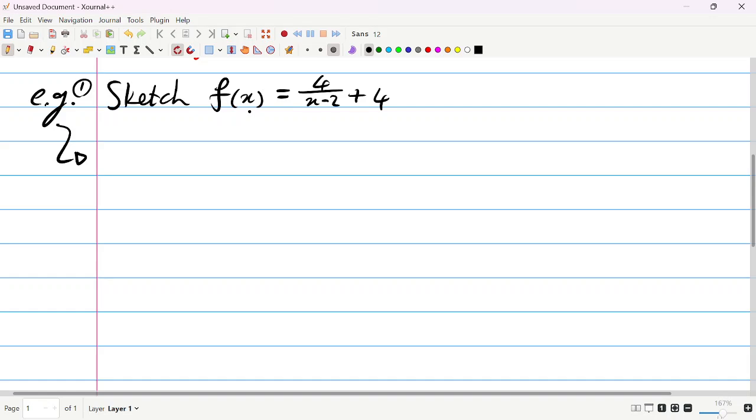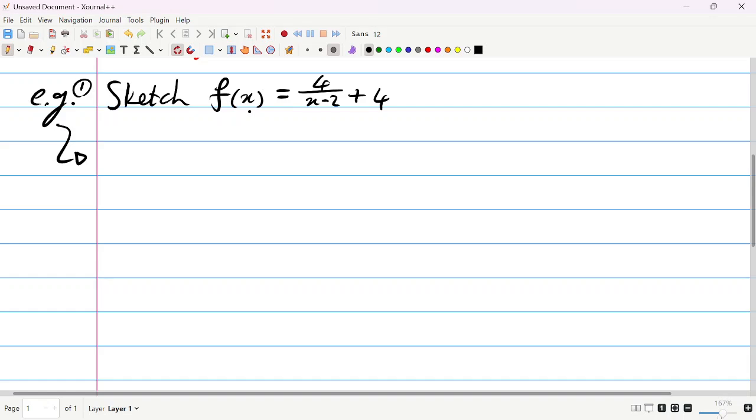Alright, so we are told to sketch f of x equals 4 over x minus 2 plus 4. So there's a couple of steps to this. The first step is to understand which quadrants we are dealing with. The second is to find the asymptotes. Then afterwards we're going to find the intercepts, then the axis of symmetry, then the points of intersection, then we can sketch. Sounds like a lot. It is a lot, but we can push through this.